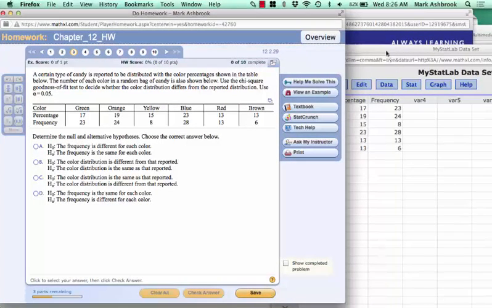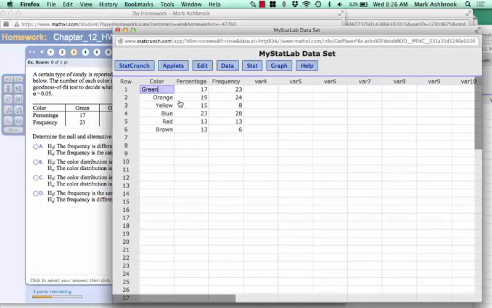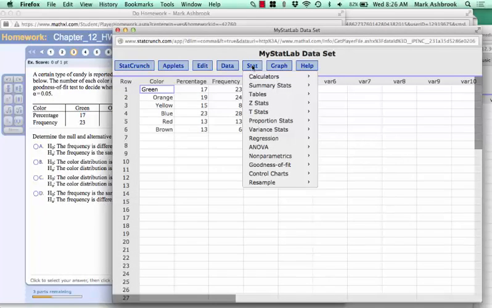Okay, so the percentage then would be expected, right? So this would be our expected percentages, and then the frequency, this would be our sample. This would be our observed. So if you go to Stat, and you go to Goodness of Fit, okay, so everyone pay attention here. You're going to go to Stat, Goodness of Fit, Chi-Square Test.